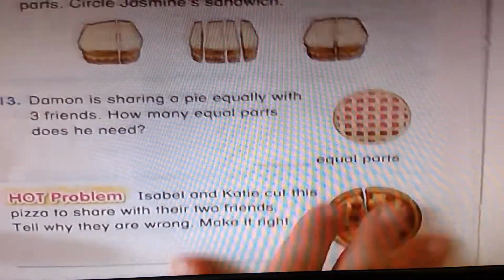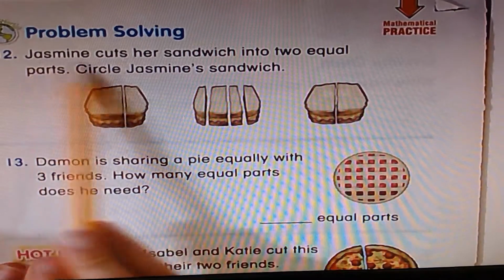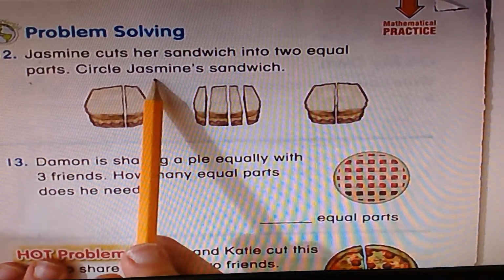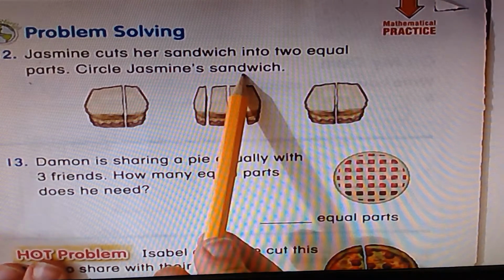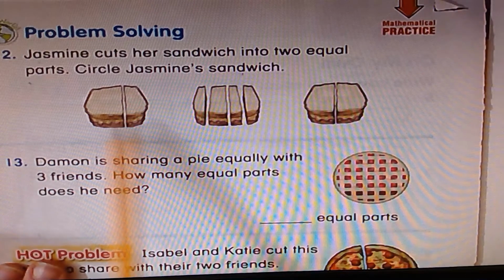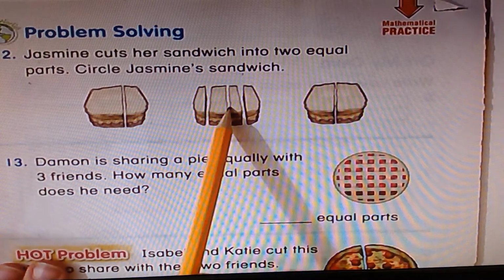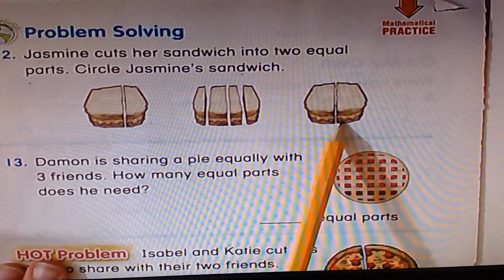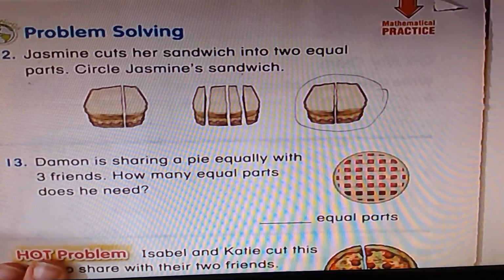Okay, number 12. Jasmine cuts her sandwich into 2 equal parts. Circle Jasmine's sandwich. 2 equal parts. Okay, are those the same size? No way, this one's really big. Is this 2 equal parts? No, there's way more than 2 parts there. How about this? Yes, 2 of the same size.